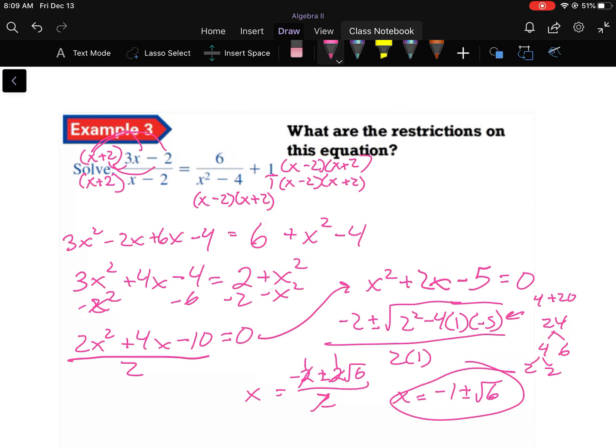Now my restrictions, again, my denominator can't be equal to 0, so x minus 2 equals 0, so x can't be 2. And x plus 2 equals 0, that means that x can't be negative 2, which my answer wasn't, so we should be good to go.